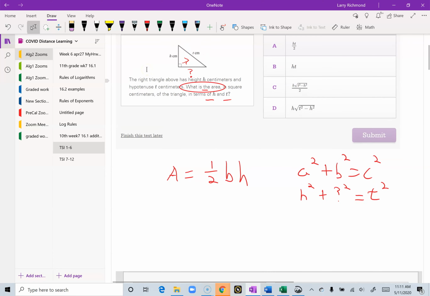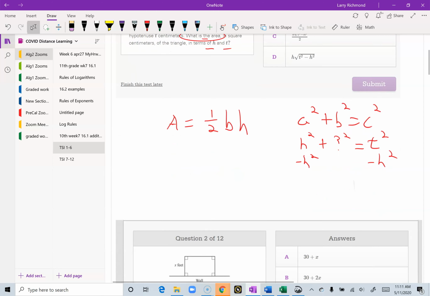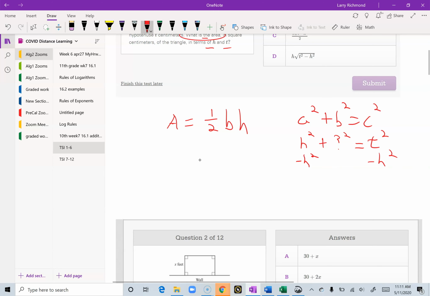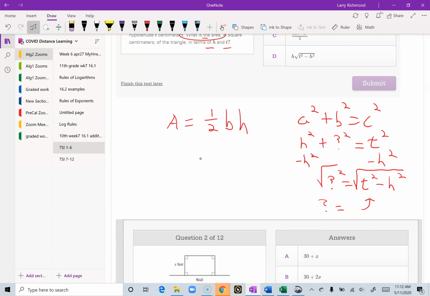So we're going to solve for question mark now, subtracting h squared on both sides. That leaves question mark squared is t squared minus h squared. Thus, we will take the square root of both sides, and question mark would equal this quantity here, the square root of t squared minus h squared. Now we're ready to substitute that in our formula.